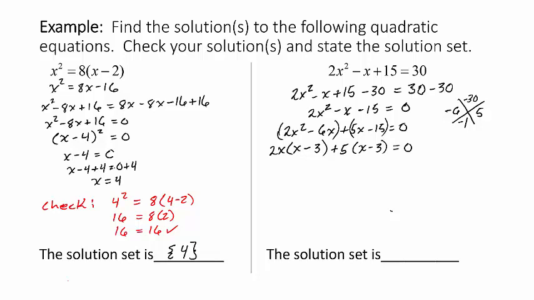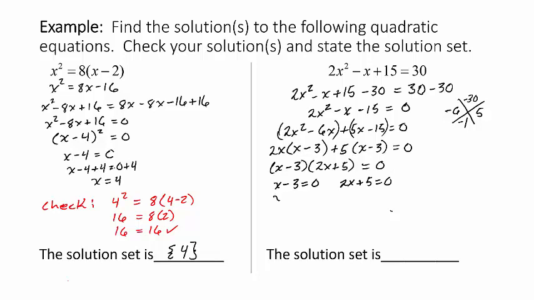Okay, x minus 3 is common to both of those terms, so I'm going to pull that out, and I'll have x minus 3 times the quantity 2x plus 5. All the leftover. Now it's in factored form. Now we can apply the zero product principle. x minus 3 equals 0, and 2x plus 5 equals 0.